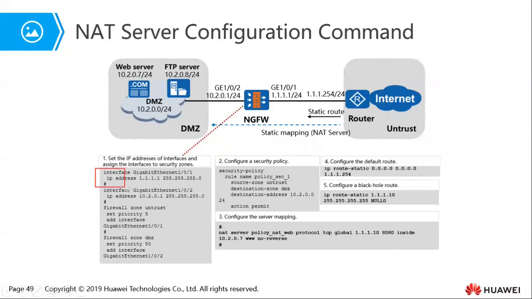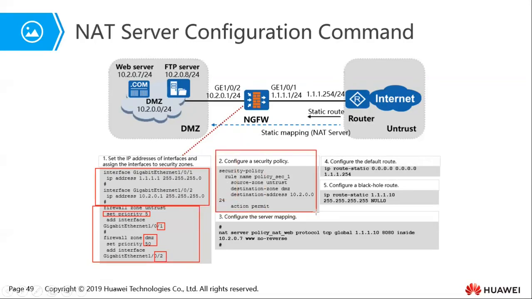So the first thing we're doing is configuring the IP addresses for the interfaces. Then the next thing is creating the two zones, Untrust and DMZ. For Untrust, we set a priority of 5 and add interface 1 there. For DMZ, we set a priority of 50 and add interface 2 to the DMZ. Then we configure the policy to match these particular zones that we have created.